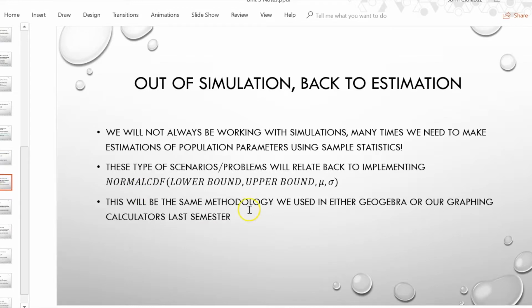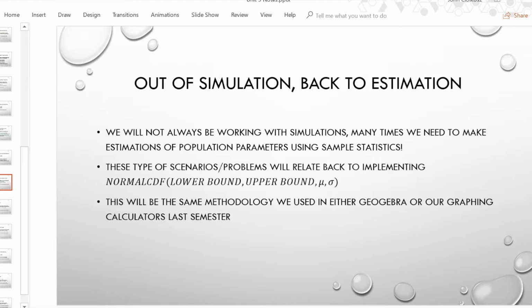Okay. All right. Out of simulation, back to estimation. So we'll not always be working with simulations. Many times we need to make estimations of population parameters using sample statistics. So a lot of time we have some information up front, and we just want to make some general conclusions about what we'd expect. So we don't always have to go the simulation route.